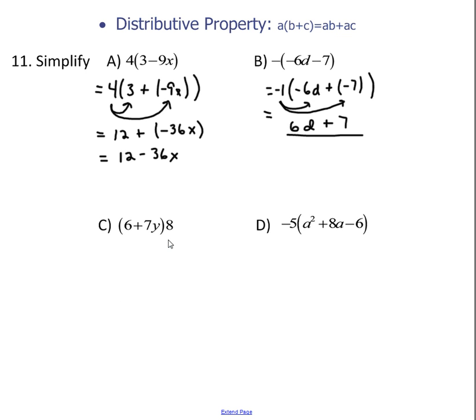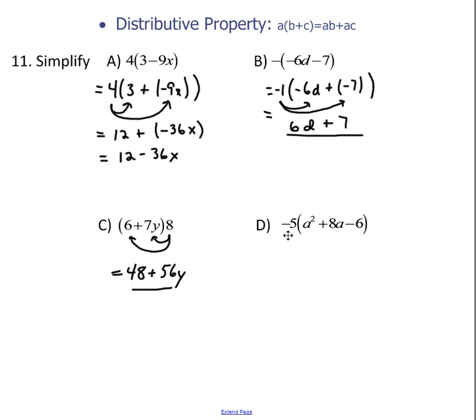It doesn't matter which side of the parentheses our multiplier is on. We distribute the same either way. 8 would be multiplied by 7, and 8 would also be multiplied by 6. Well, 8 times 6 gives us 48. And 8 times 7, 8 more than 48, is 56y as our simplified result.